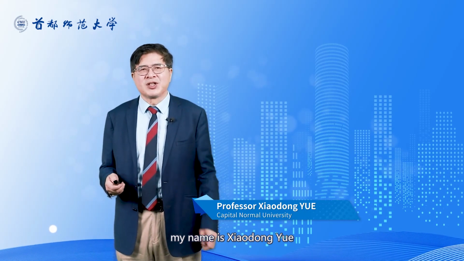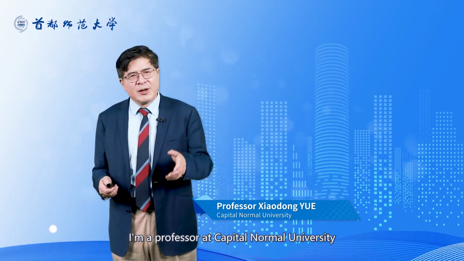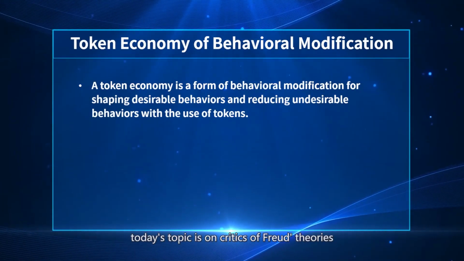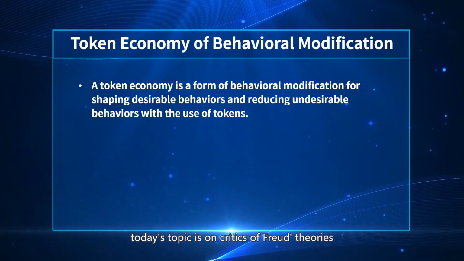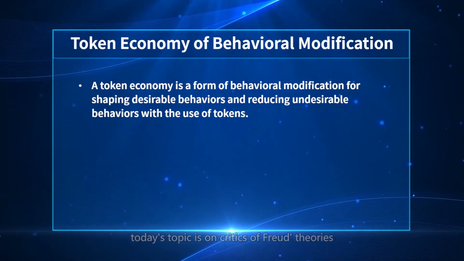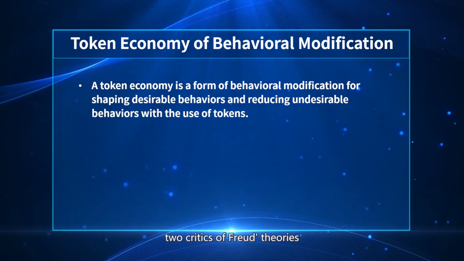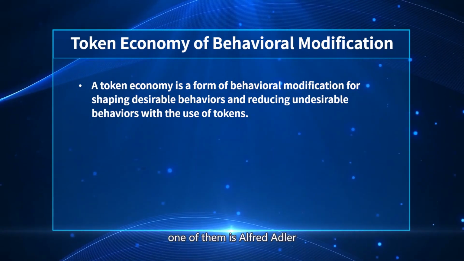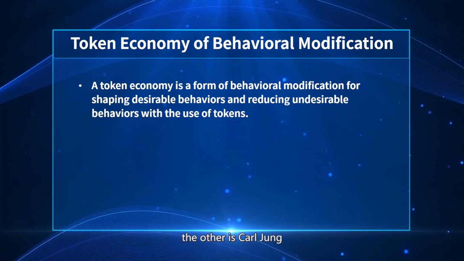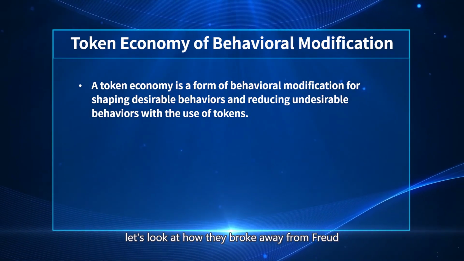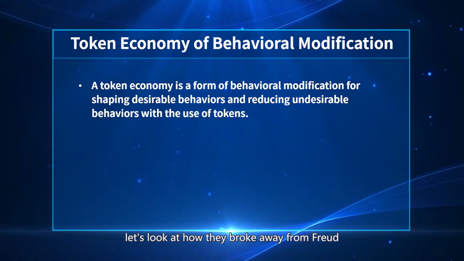Now, what about 1 trillion humans? The humans, there was a particular training approach. It's called token economy. The token economy of behavior modification. Let's explain this to you. You want to keep this in mind, because a token economy is a form of behavior modification for shaping desirable behaviors and reducing undesirable behaviors with the use of tokens.